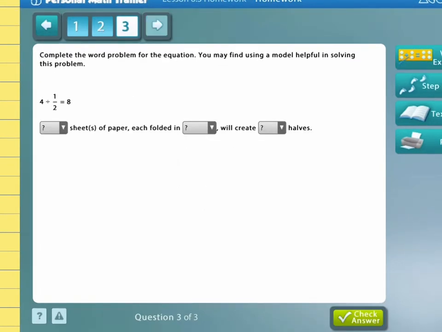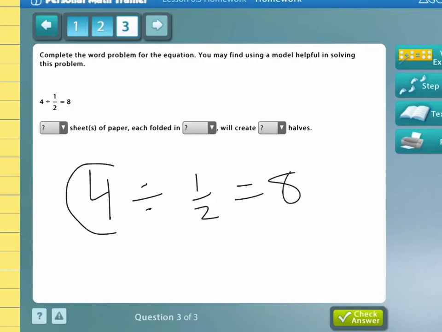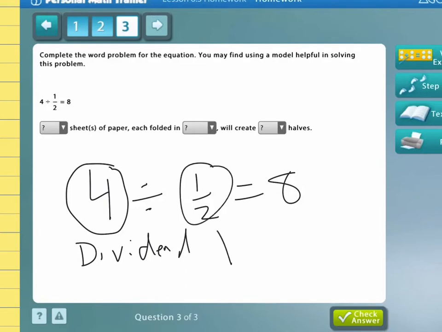All right, let's complete this word problem. So with division, it's really important or necessary. You have to understand what these terms mean. So 4 is your dividend. That's what you have. That is a dividend. You have 4 of something. A half is your divisor. That's what you're dividing by. Now what most students get messed up is this is first and this is second. So when they build their house, they put 4 here, but that's wrong.